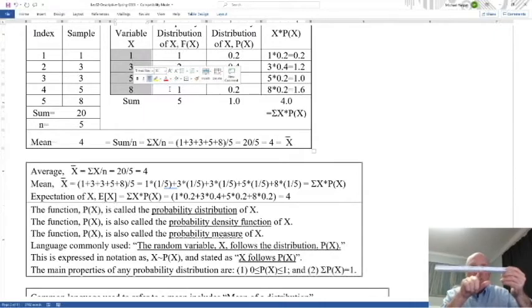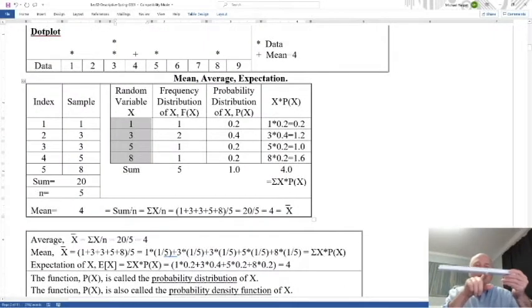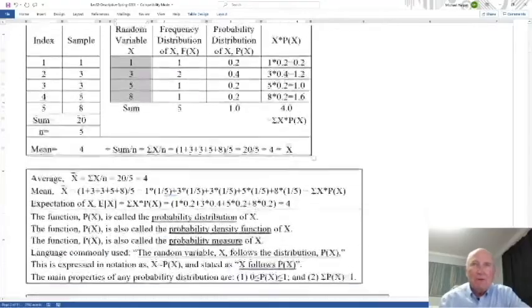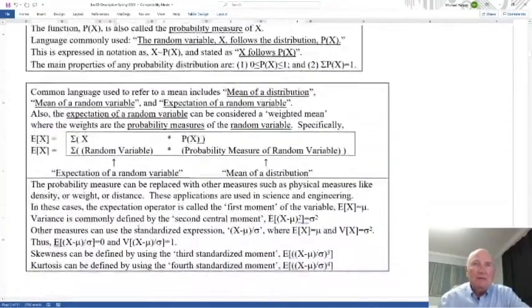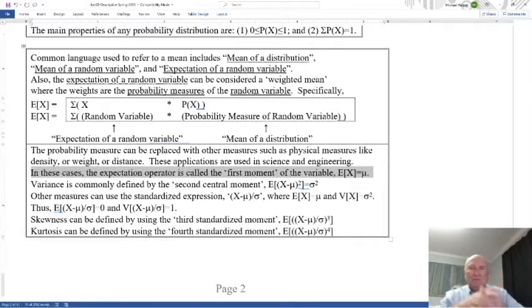And where's the balance point? It's going to be 4. 1, 3, 4 is the balance. It'll balance perfectly. And that's what I'm getting at. In these cases, the expectation operator is called the first moment of the variable. E of x is mu. That's the first moment, the balance point.